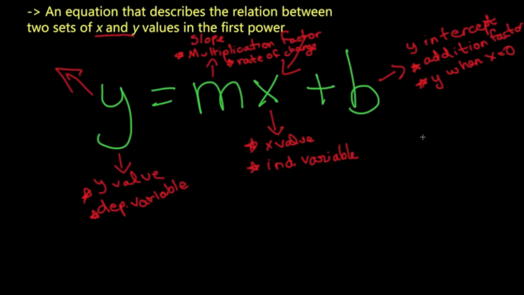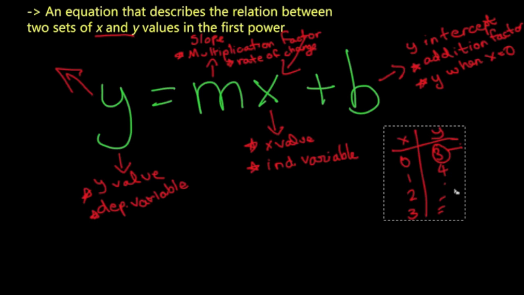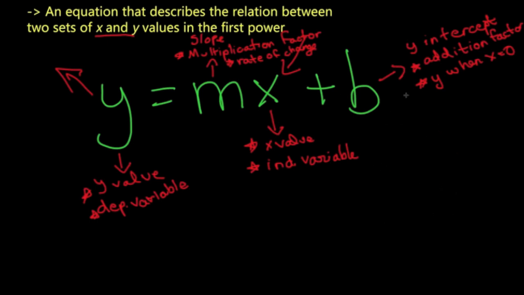So on a table, if we had a table like this, with x values 0, 1, 2, 3, and your y started at 3 and then went to 4, and kept going on, then your y-intercept would be 3, because when x was 0, your y was 3. So this would be your y-intercept for whatever equation this table represented. So yep, that's what your y-intercept is.